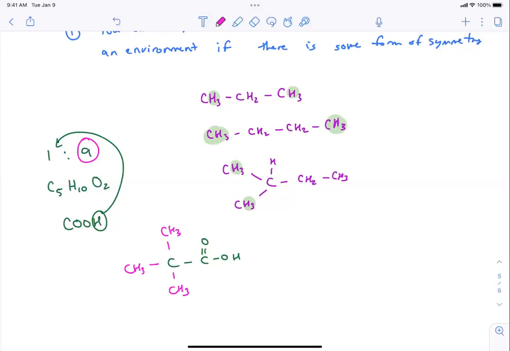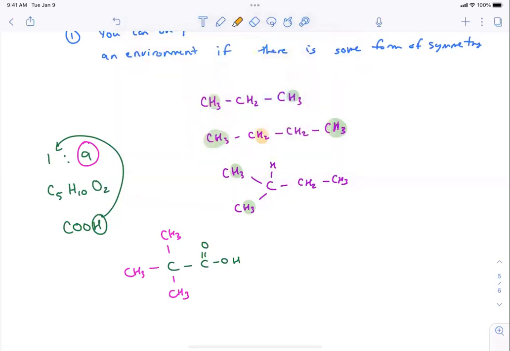So that's one big tip: if you see a number greater than three in your ratio, there has to be some kind of CH3 group or some kind of symmetry occurring. You could also have something like this, where this environment is also the same, right? So there's four hydrogens there. So there's some kind of symmetry occurring for this.